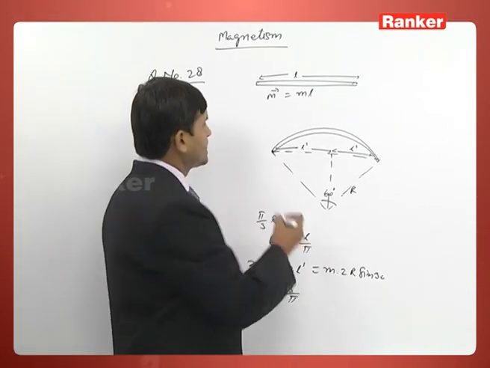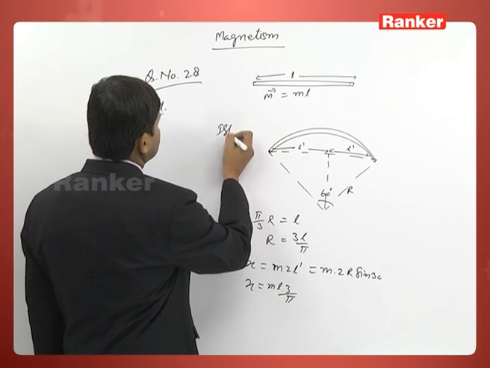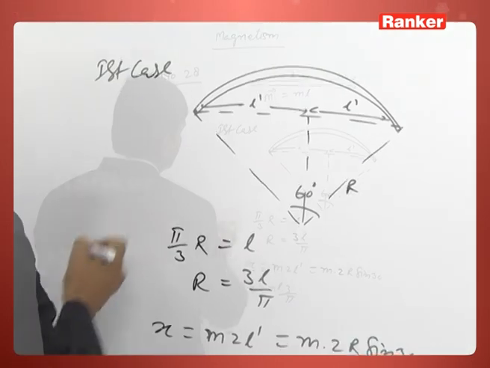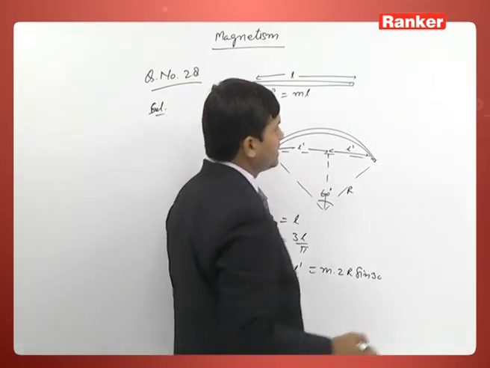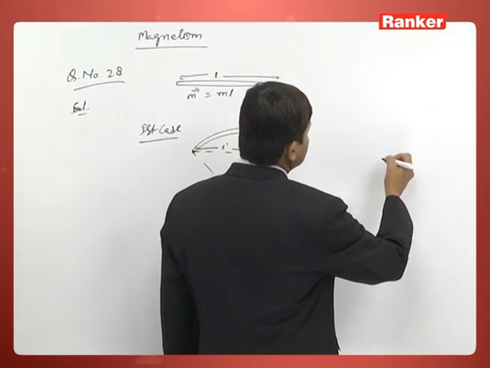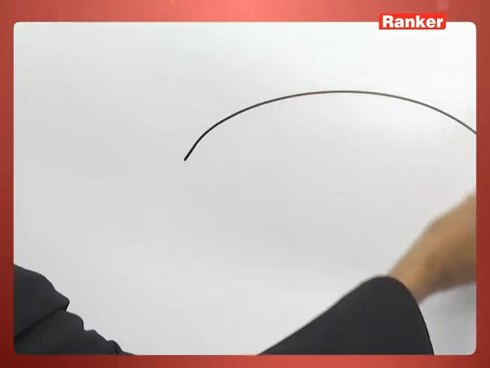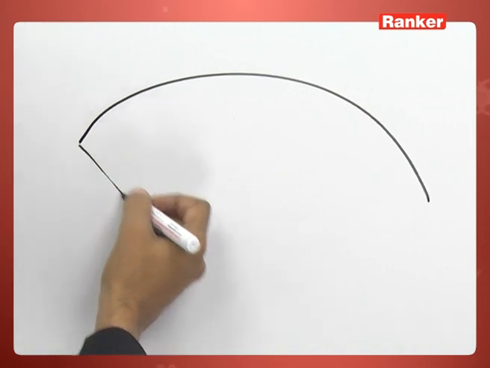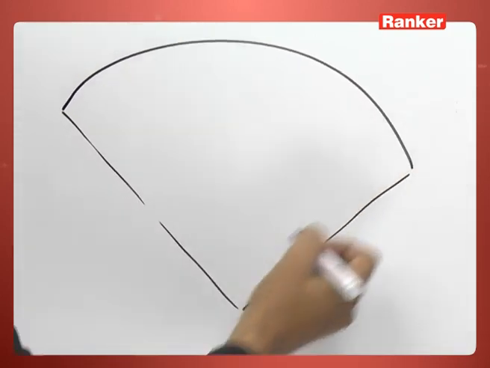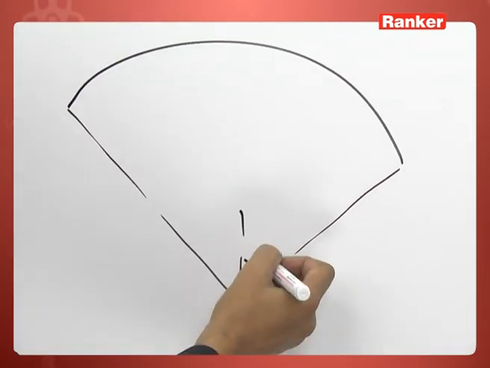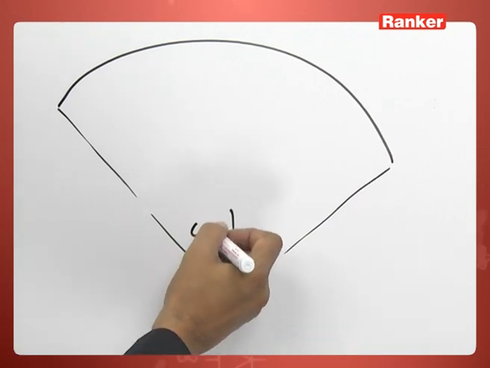Now in the second case, this we can say is the first case. In the second case, this arc is making an angle of 90 degrees. This angle is 45, this is also 45.